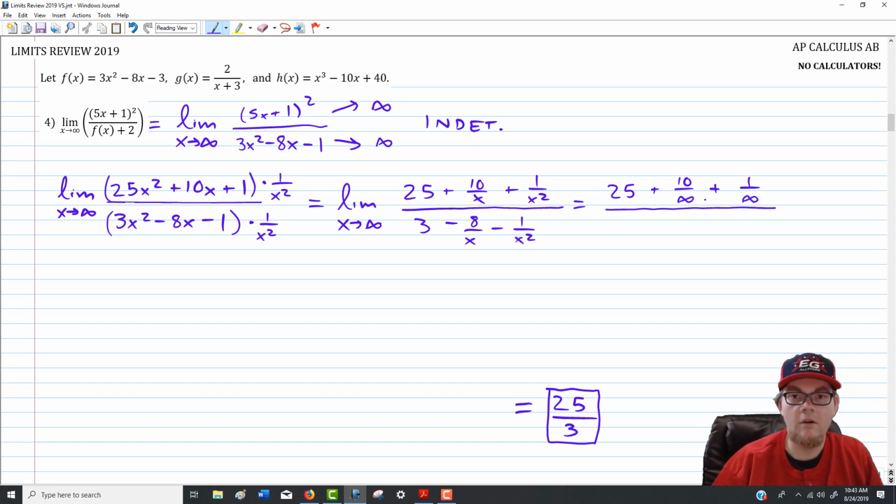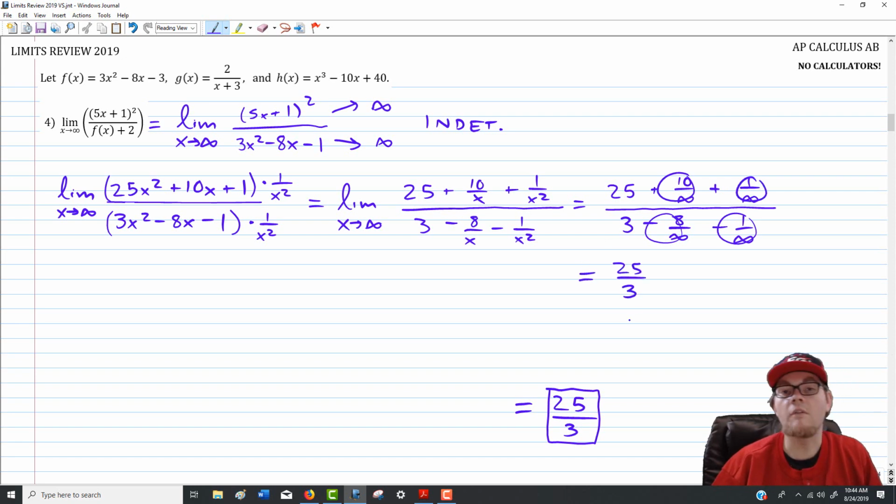Infinity to any positive integer power is infinity. Down below we'll have 3 minus 8 over infinity minus 1 over infinity. Looking at our ingredients here, that'll be 0 for each one. That leaves us with our answer we were expecting, which was 25 over 3.